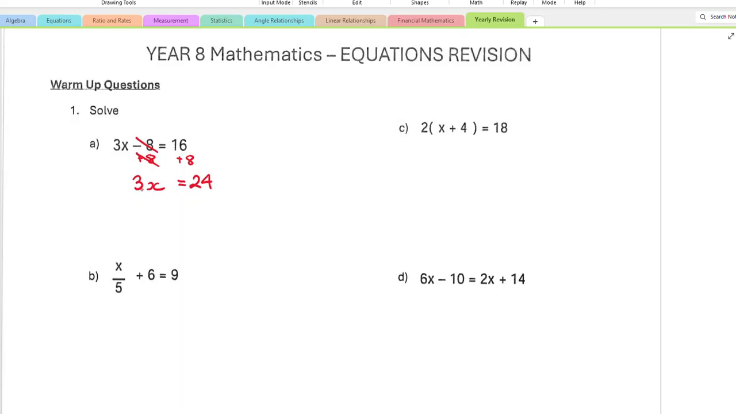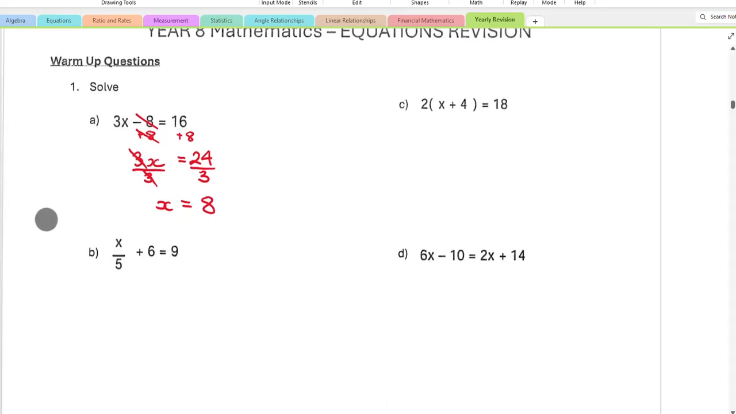Then I want to get rid of the 3 that is with the x. When the 3 is next to the x, that means it's multiplied. The opposite of multiplying by 3 is to divide by 3. 24 divided by 3 is 8. Okay, so that's finished. Let's try another one.